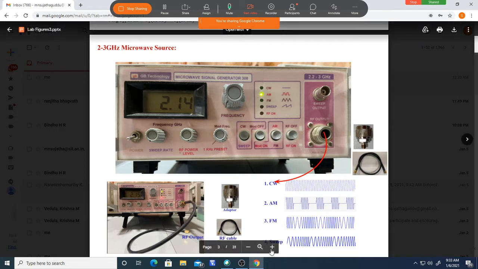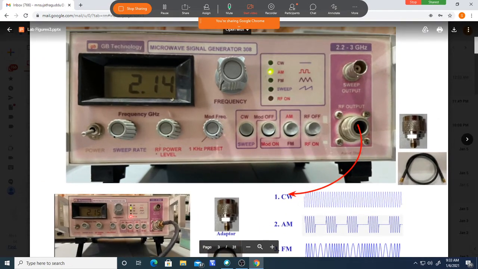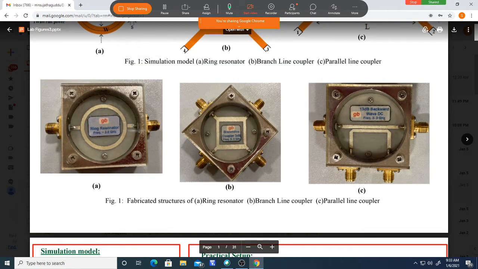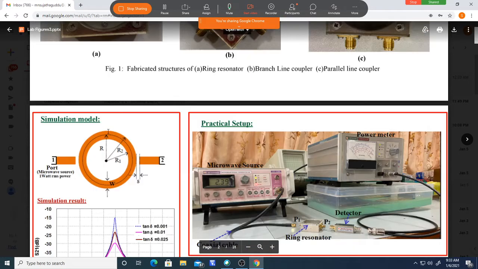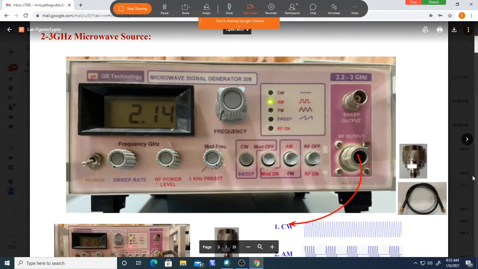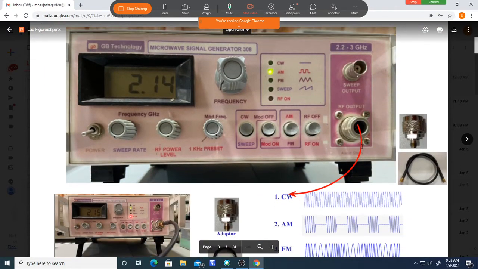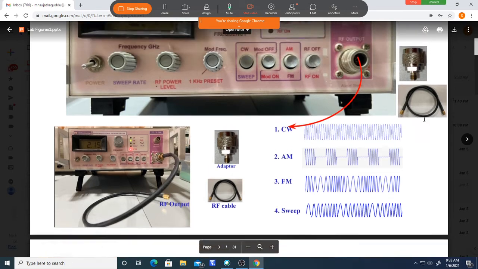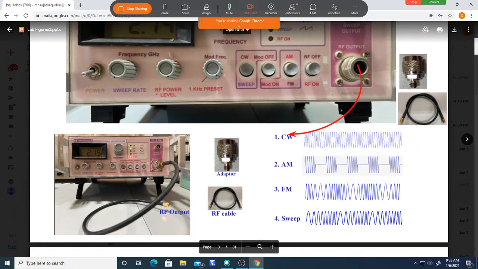How do we take it? We cannot connect this directly to our device. See, our device is like this, and we cannot connect directly to here. What we have to do is use what is called an adapter. The adapter must be connected to here. This is actually the SMA connector. It will go to the SMA connector, and this must be fixed to here. This is a threaded one.